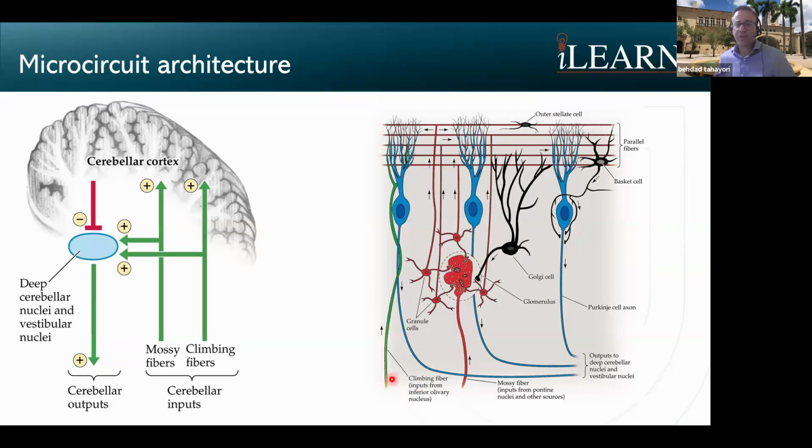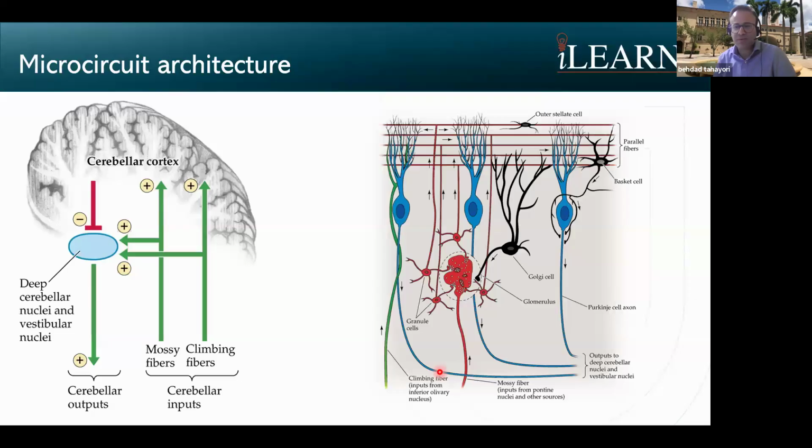The climbing fibers directly make contact with another cell, which is called Purkinje cell. These are very famous cells in the cerebellum. There is another type, which is called mossy fibers. They make synapse with granule cells in the cerebellum. And there is one thing very interesting about these granule cells. They rival the rest of the neurons in the central nervous system.